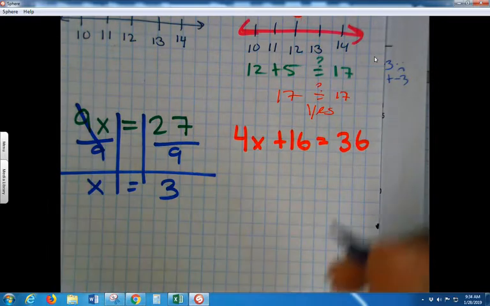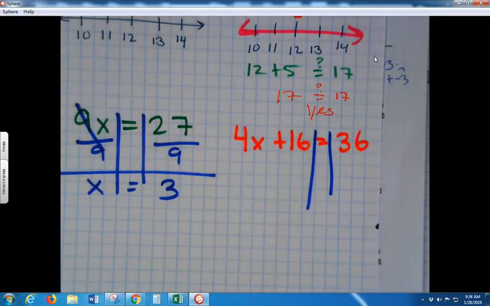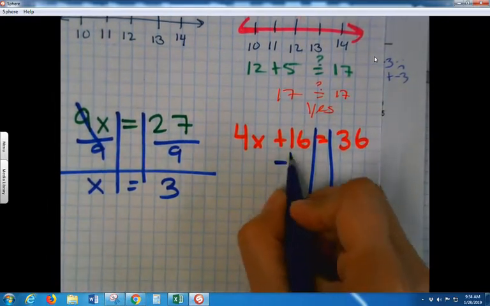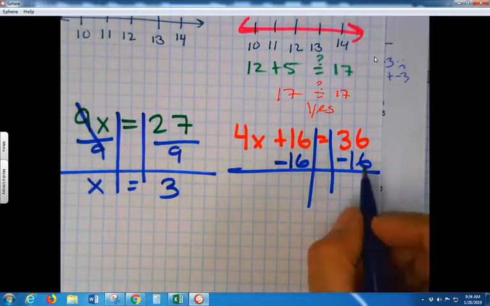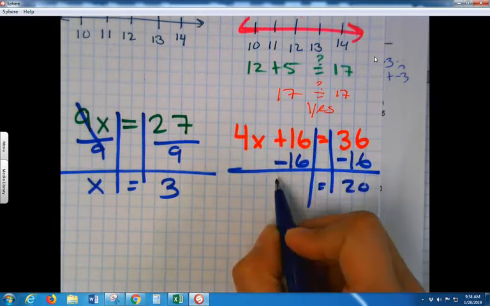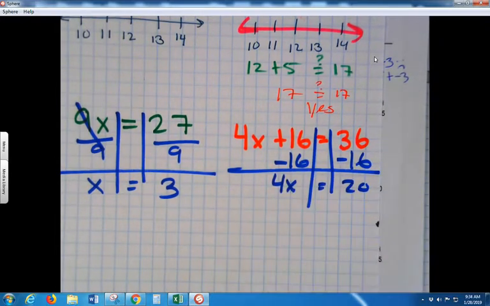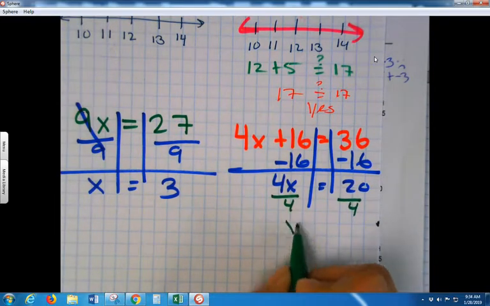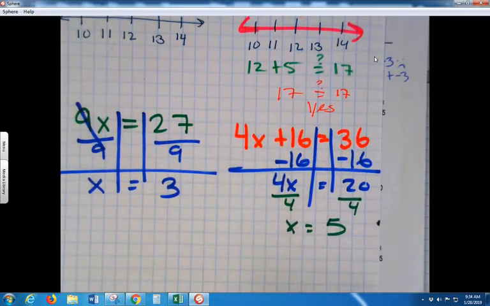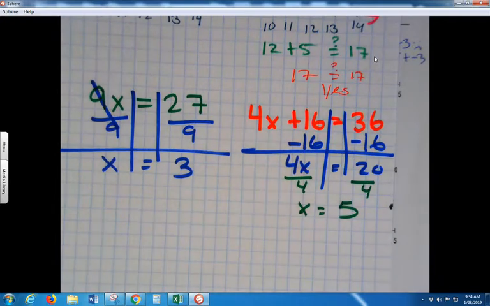Okay, so what was your first step? Subtract 16. Subtract 16, very good. What's 36 minus 16? 20. Good. Bring down the 4x. Then my next step is to divide by 4, very good. And x equals? 5. Good, good job. That's easy. Not terrible.